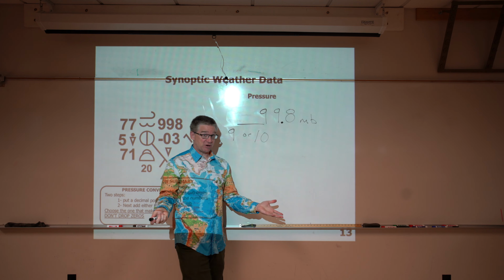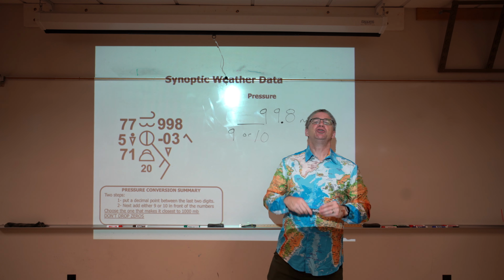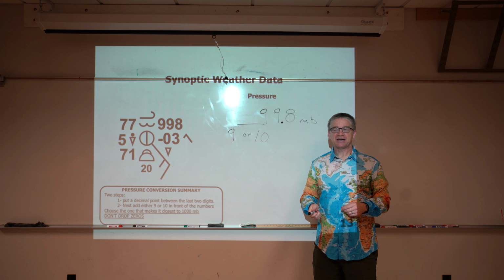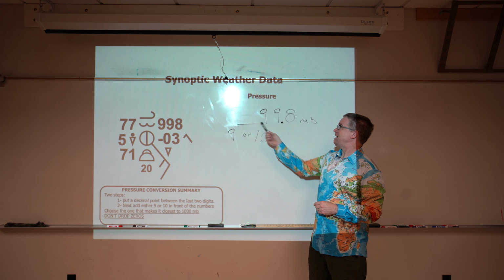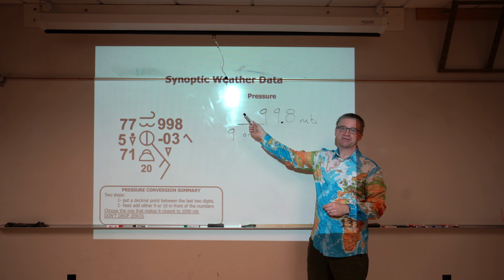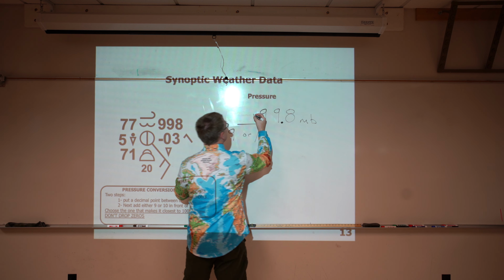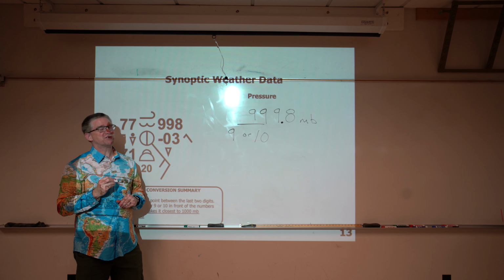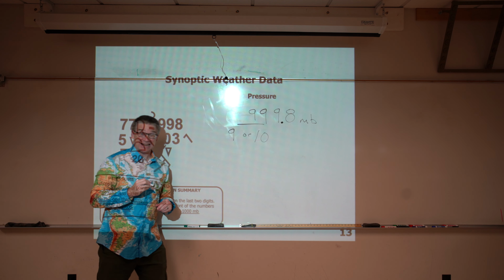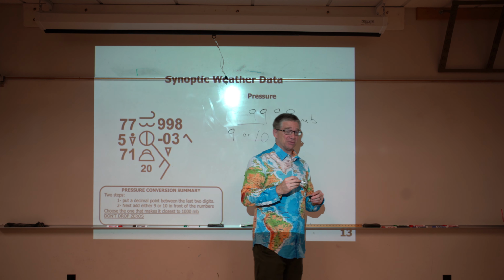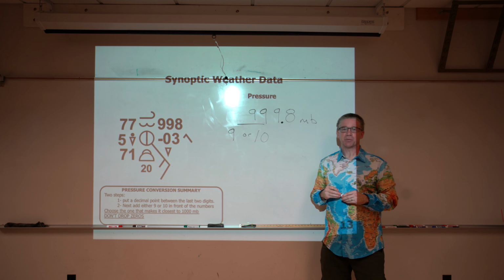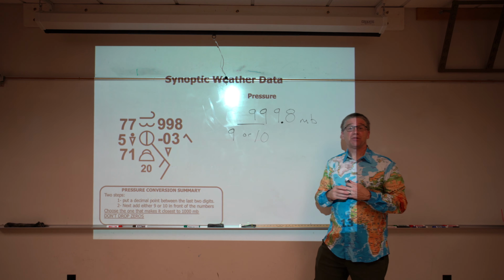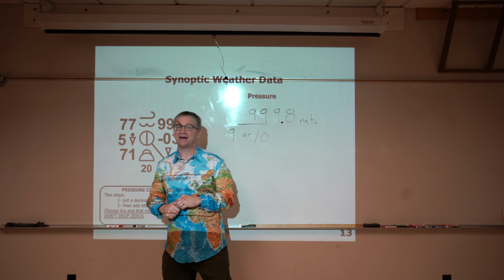Now, the obvious question, which one is it? You pick the one that makes it closest to 1,000. So you pick either the 9 or the 10 to put in front that makes this total value close to 1,000. In this case, 999.8 millibars is very close to 1,000. 1,099.8 millibars is very far from 1,000, and in fact would be the highest pressure ever recorded on the Earth's surface. That would be a record. So that's the general rule of thumb, is you pick the one that makes it closest to 1,000.